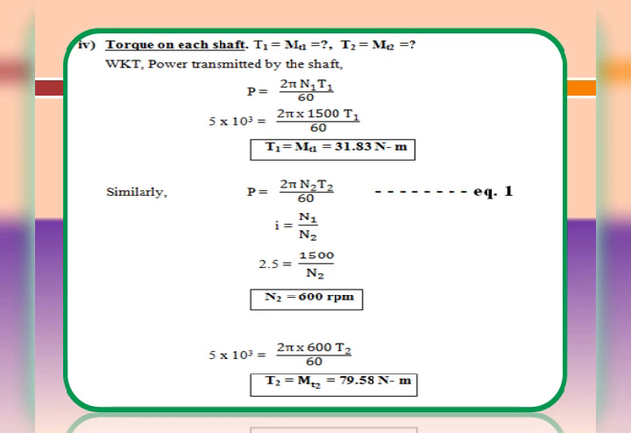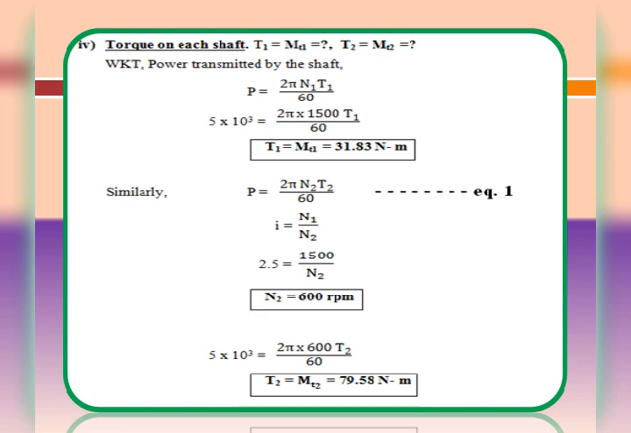Here the N2 value is unknown, we will call that equation number 1. By using the velocity ratio, i is equal to N1 by N2. Here the velocity ratio is given as 2.5, and the N1 value is 1500. We simplify that, 1500 divided by 2.5, and we get the speed of the gear N2 equal to 600 rpm.